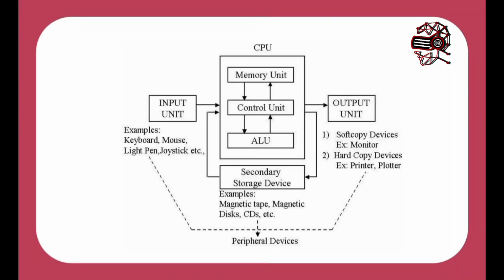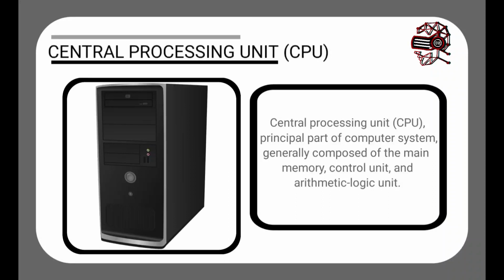Certainly, let's break down the explanation of the Central Processing Unit, CPU, in detail. Central Processing Unit, CPU. The CPU is the core component of a computer system and typically consists of three essential parts: the main memory, control unit, and arithmetic logic unit, ALU. Functions of the Central Processing Unit, CPU.